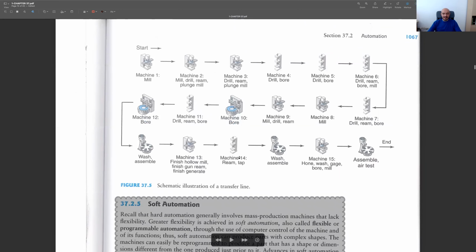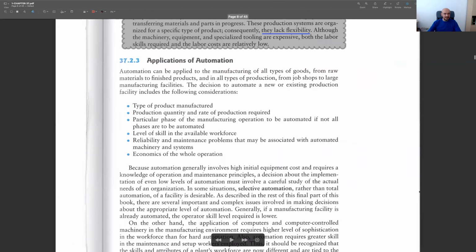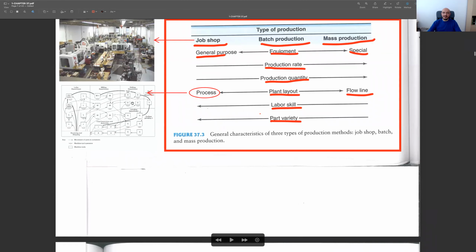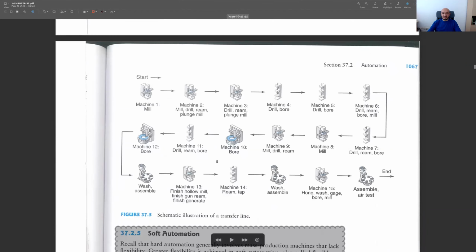By the way, this is a nice example of a transfer line. As you see, the part is moving from station 1 to station 15 in such a manner. We don't have any complicated routes, as in the case of job shop production. Here you see we have such transfers between various machines. We don't have an order, but in the transfer lines, we have a nice order between the stations. That's why its productivity is high, but the flexibility is low.